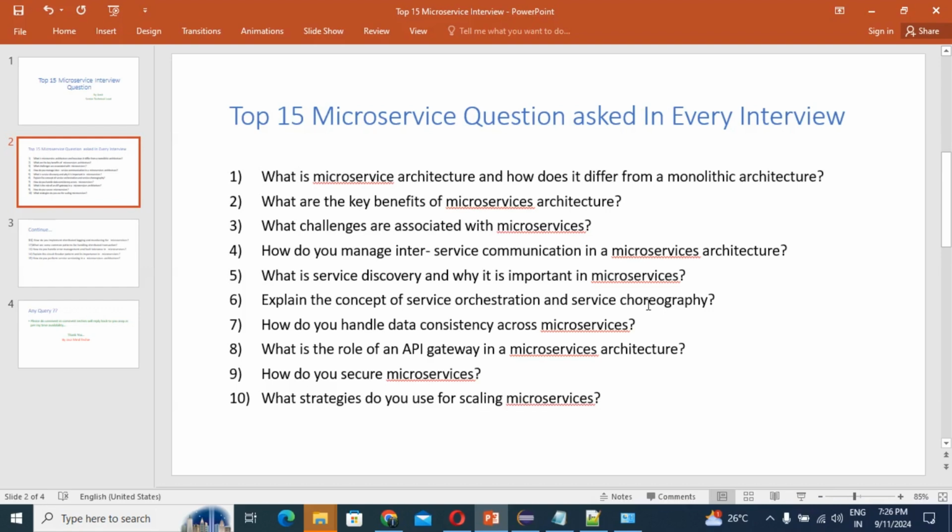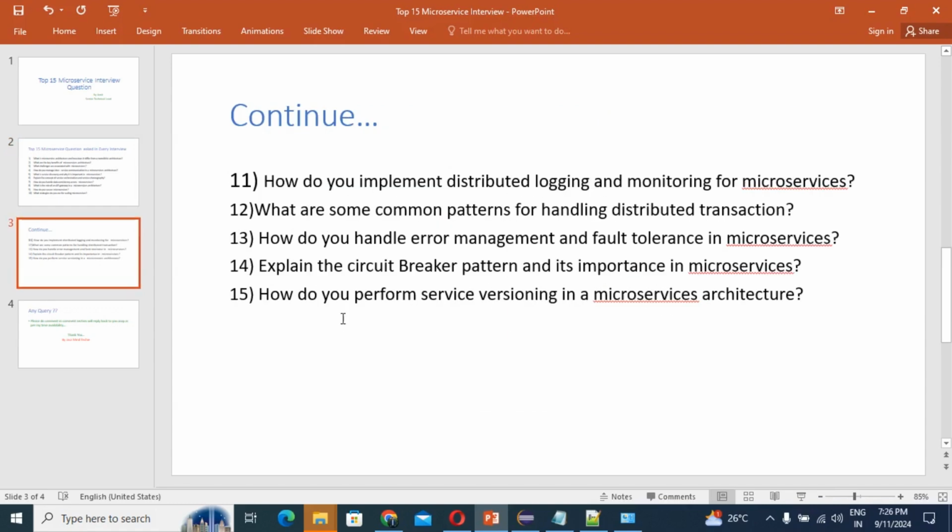That is all ten questions I have done. Next five questions are also very important, so please listen carefully. How do you implement distributed logging and monitoring for microservices? Distributed logging and monitoring can be implemented using these key factors. First, centralized logging. If you want to implement microservices, you should definitely know how you're going to log and monitor.